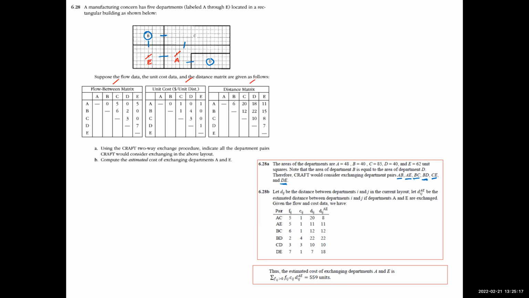So we have for A and C, it's 5; for A and E, it's 5; for B and C, it's 6; for B and D, it's 2; C and D is 3; and D and E is 7. And that's all coming from here. We have the flow. We also have the cost, right? And that's coming from here: A and C, A and E, B and C, B and D, C and D, and D and E.